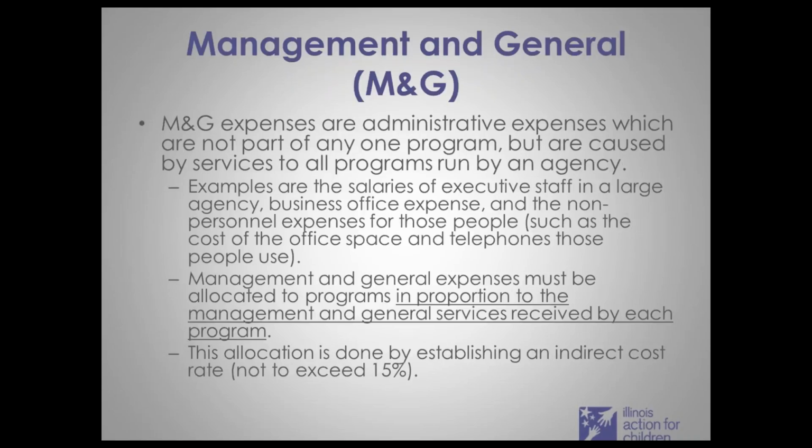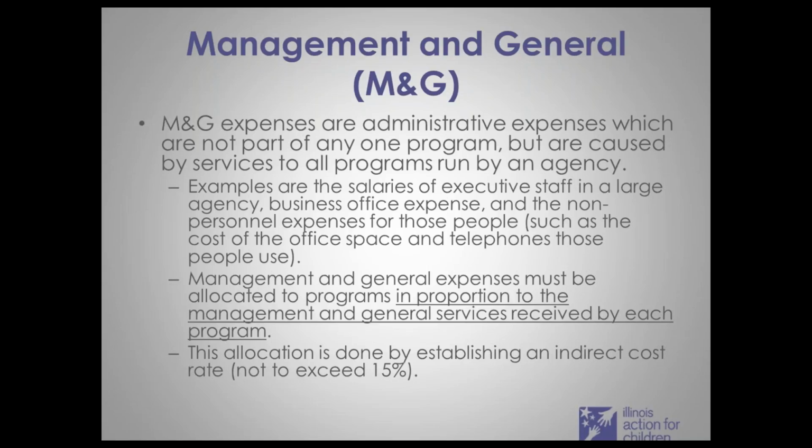All right, so M&G. I don't remember who has M&G or not, but I just want to read through every line that's available on the budget. M&G expenses are administrative expenses that are not part of any one program, but they're services to all programs that are run by an agency. So in a way, you could think about this as your supervisor's time. Examples are salaries of executive staff in a large agency, business office expenses, and other non-personnel expenses for those people, the cost of office space, telephones, et cetera, that people use.